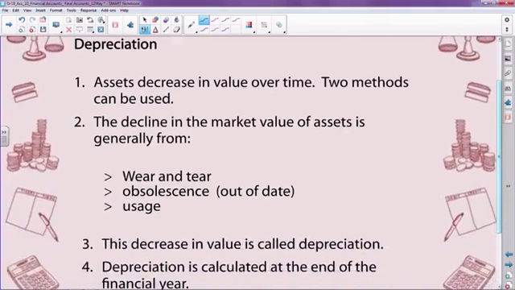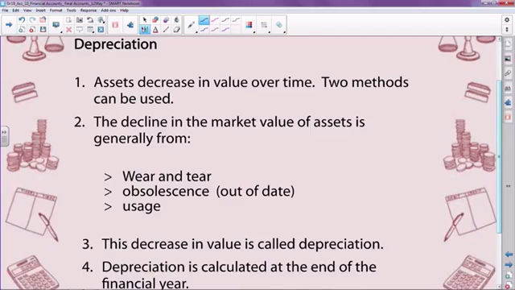Remember, all assets, except your land and buildings, will decrease over time. The two methods we do use. They decline in the market value. Why? Because there's wear and tear. They get so old and outdated that we can't use it anymore. And think of furniture. If we sit on that same couch for 20 years, the material won't be as nice as when we purchased it. So we do lose value.